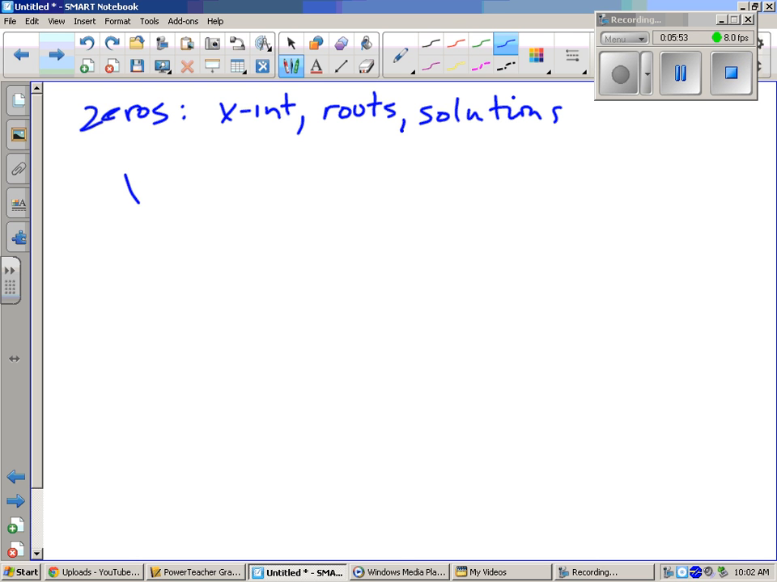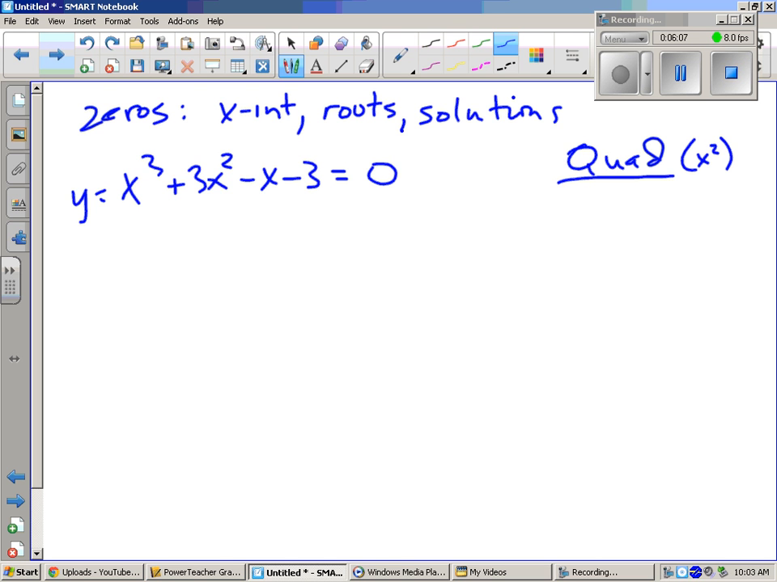So let's check out this polynomial. y equals x to the third plus 3x squared minus x minus 3. And we want to find the roots. Now, if it were a quadratic, which has x squared in it, we have two methods to do that. We can factor, or we can use the quadratic formula. Now this one has an x cubed, so that changes things.